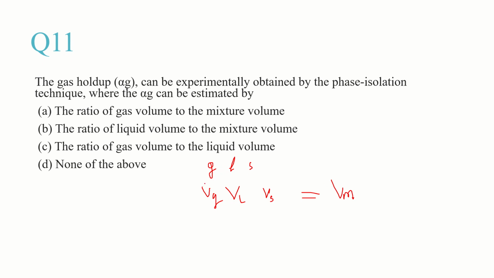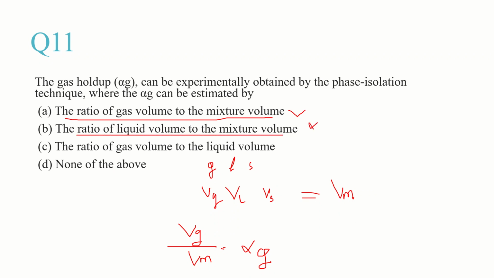So how do we determine the gas fraction or gas holdup? We take the volume of the gas divided by the volume of the mixture, which gives the gas holdup or the gas fraction. So in this context it is the gas volume to the mixture volume. This is the right answer. This option, the ratio of liquid volume to mixture volume, is the liquid holdup, alpha L.